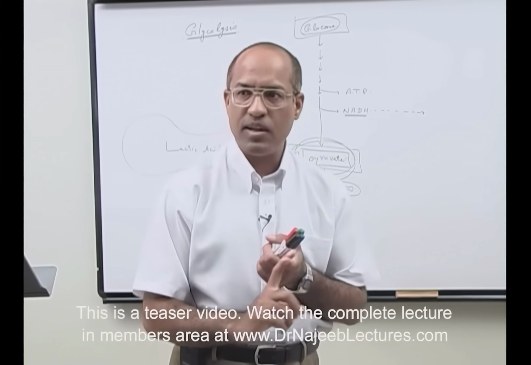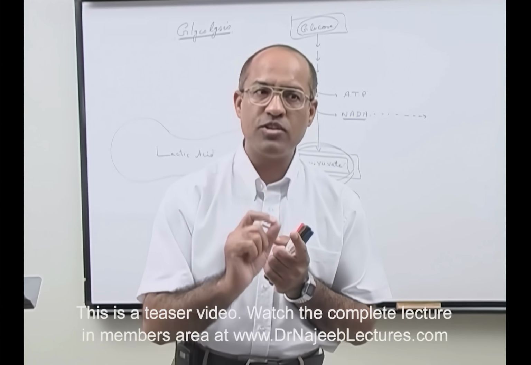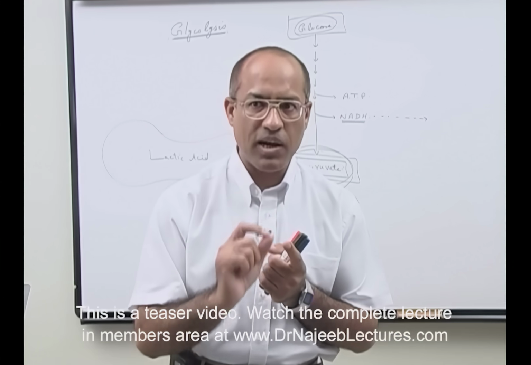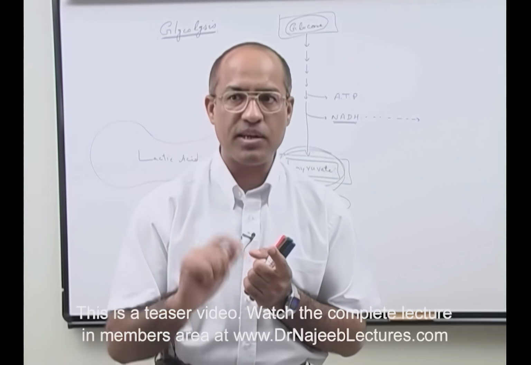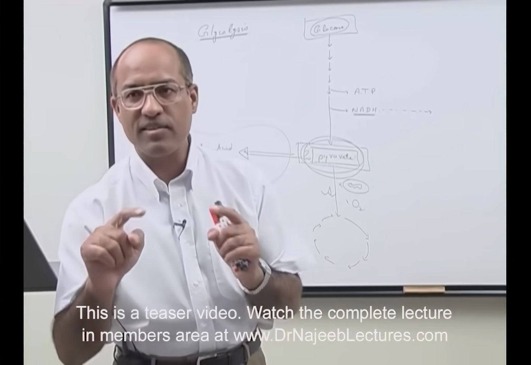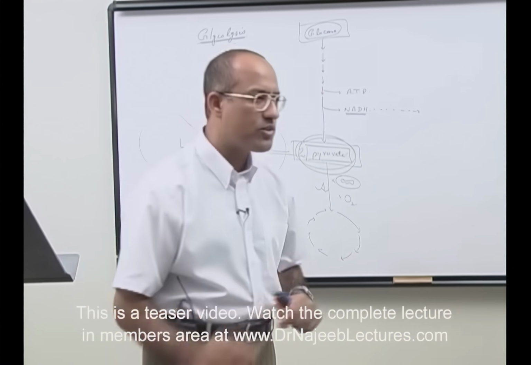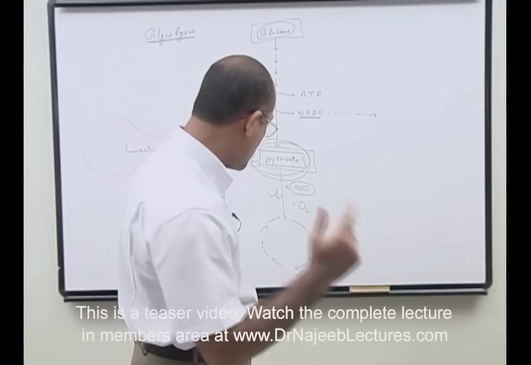So the first step we will talk about is how glucose is transported from the blood and extracellular environment into the cell. Once glucose is transported inside the cell, then truly the glycolytic pathway starts. So first we will talk about transport of glucose.